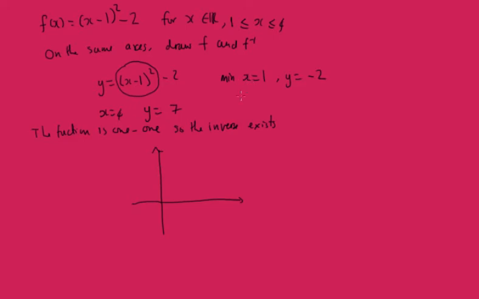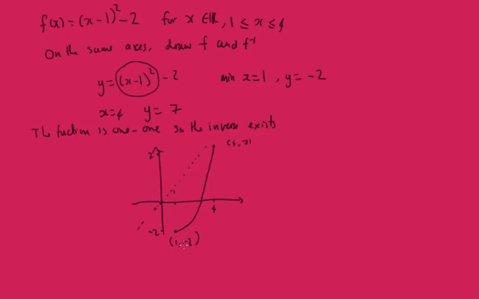So we know the minimum value is going to be down here at 1, minus 2. And the maximum value is going to be at 4, 7. It's up here. And it's going to curve a wee bit like a hockey stick. Now we're going to draw in here a dashed line for y equals x.